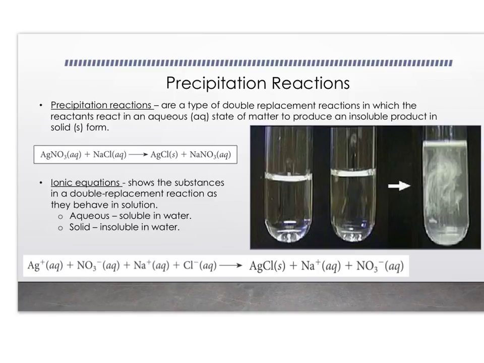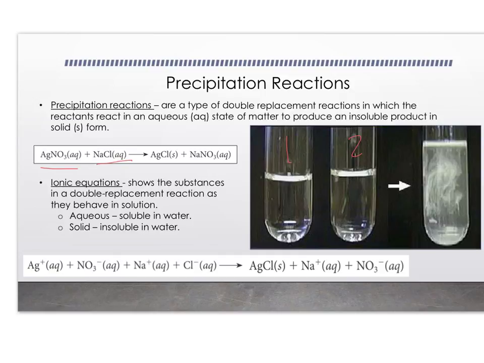Precipitation reactions are a type of double replacement reaction in which the reactants are reacting in an aqueous state of matter, that means they are dissolved in water, to produce an insoluble product in a solid form. If you look to the right, we have a picture of tube number 1 and tube number 2. The first tube is going to contain silver nitrate. Using the solubility rules, this compound is soluble in water, so it looks transparent. Sodium chloride is also an aqueous state of matter because it can also dissolve in water, hence the (aq).